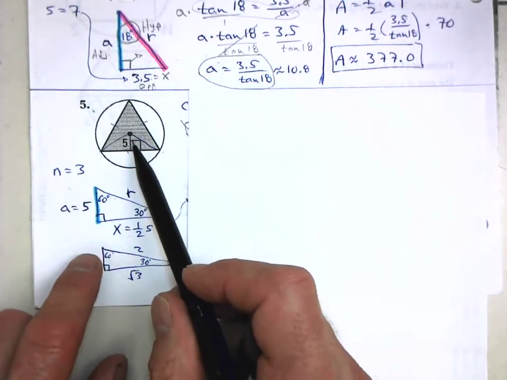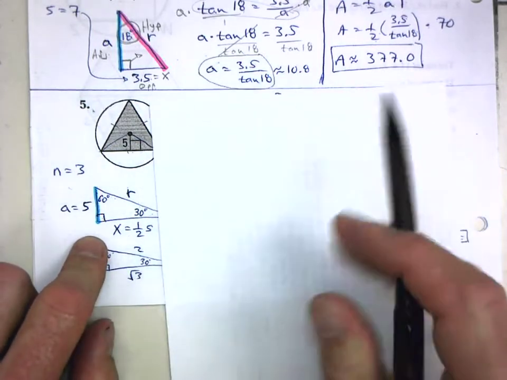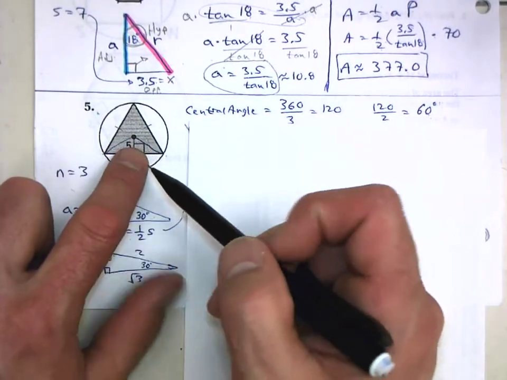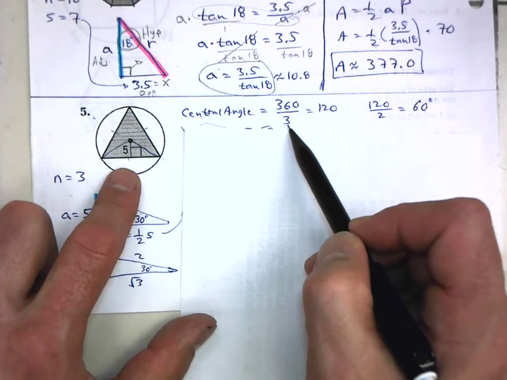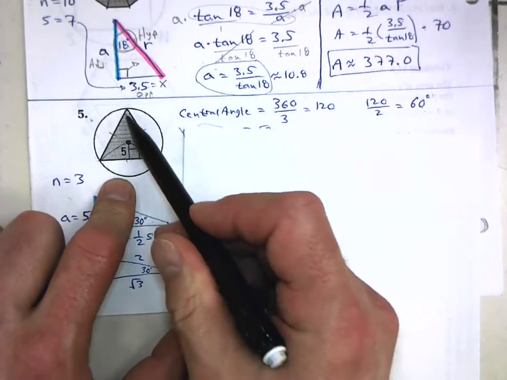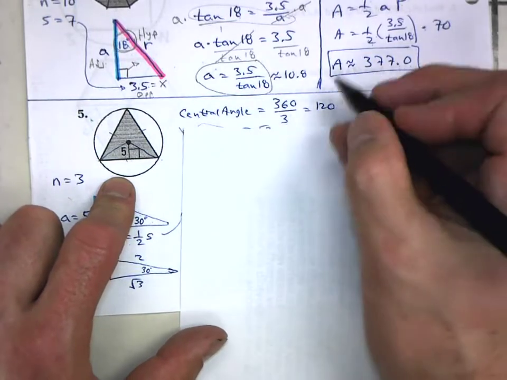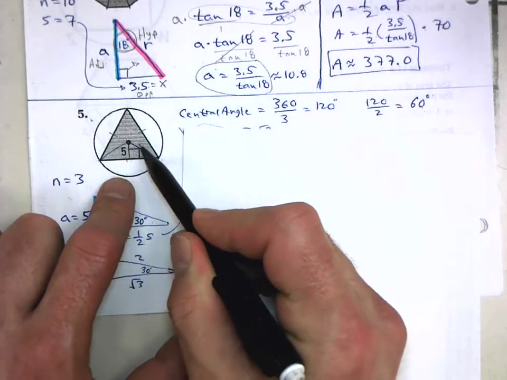So let's start out with what I know. Okay, and what I do know is I can find the central angle. Right? I can always find the central angle. That's the easiest part to do. And remember, I take 360 divided by the number of sides. Triangle has 3 sides. So 360 divided by 3 equals 120, and that's 120 degrees, you'll remember. So the central angle here is 120 degrees.